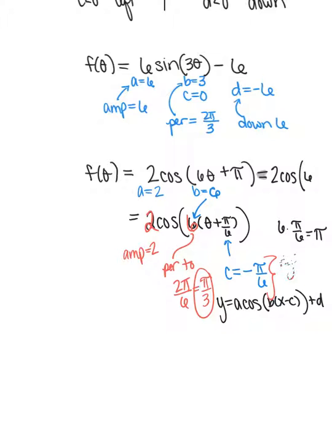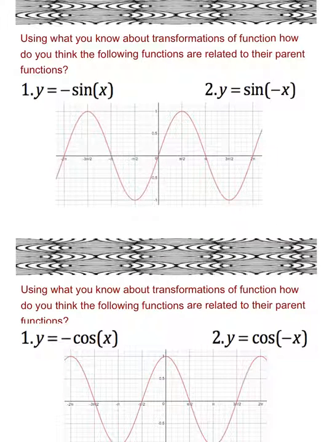Pi over 6 units. Moving to the left because my C value is negative. So moving to the left, pi over 6 units. So it's really important that if you have a B value and a phase shift, that you make sure you factor out that B value to see what the C value is.